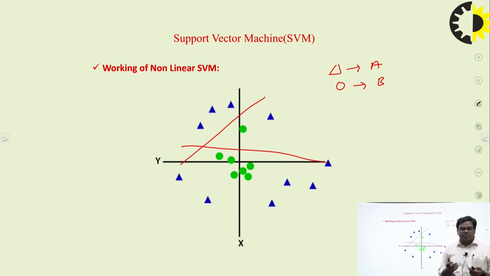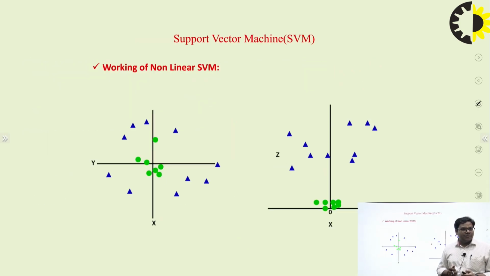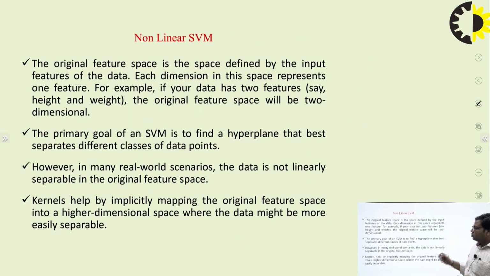If it were a linearly separable problem, the classes would be divided by a straight line into 2 different classes. But this is a typical example of non-linear data, meaning the data is not linearly separable. So how do we deal with it in the case of SVM? For that we have a trick. Let's understand. The original feature space is the space defined by the input features of the data. Each dimension is a feature.